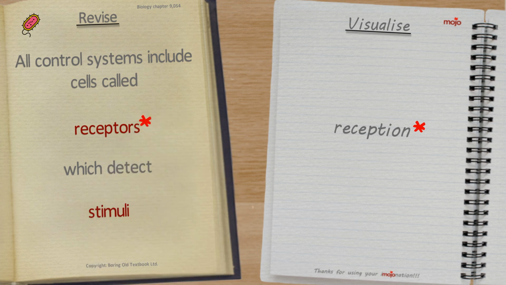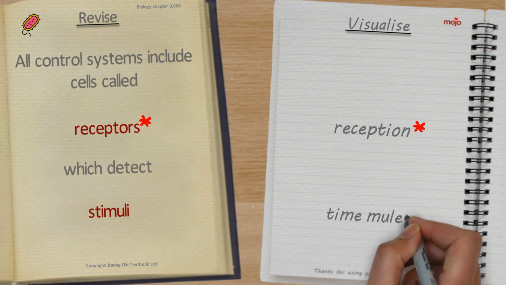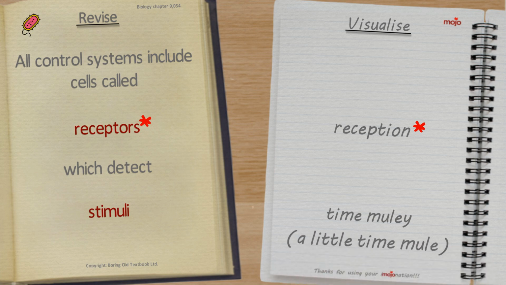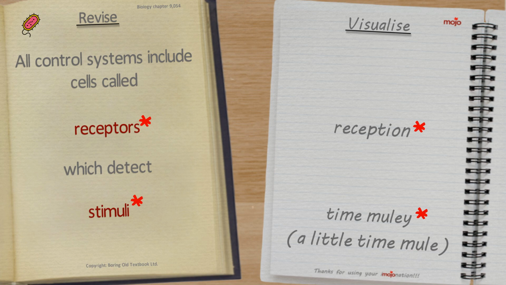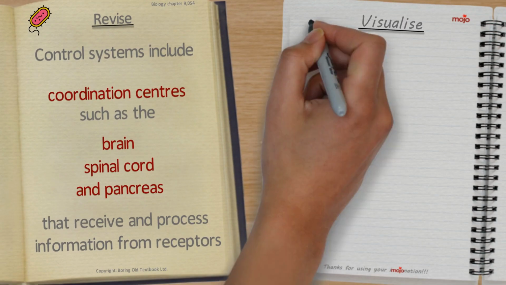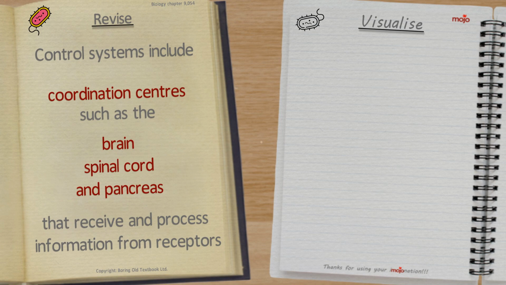That's when you notice that behind the Doctor is a tiny little mule. It's a little muley. Yes, it's a time muley. Sorry, that's as close to stimuli as we could get. So picture Doctor Who with poor phone reception in the reception and a little time muley. Control systems include coordination centres, such as the brain, spinal cord and pancreas, that receive and process information from receptors.